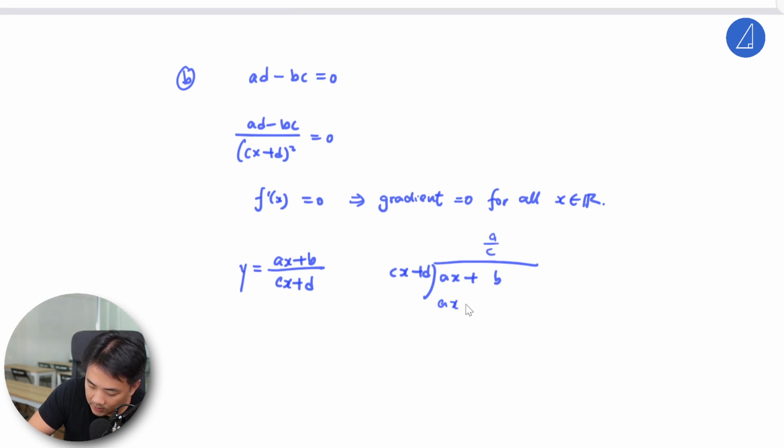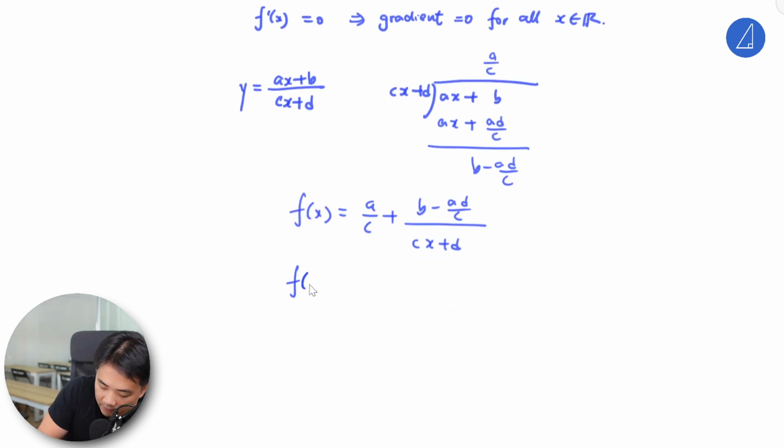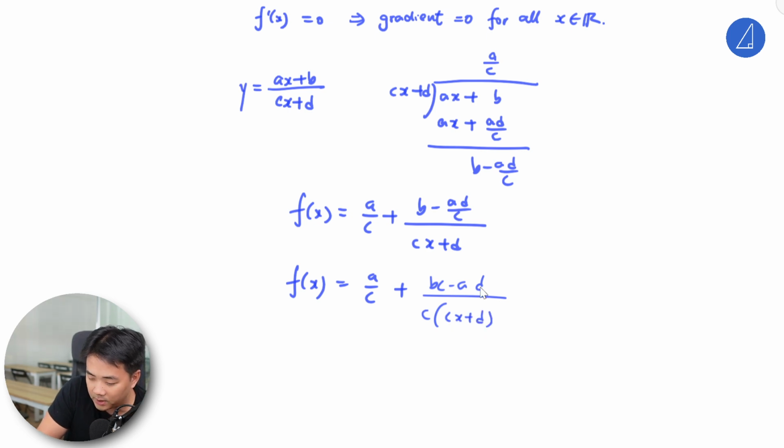So this will be ax plus ad over c, with b minus ad over c. If you were to rewrite f(x), it will just be equal to a over c plus (b minus ad over c) over (cx plus d). So you see this guy here, this appears again.